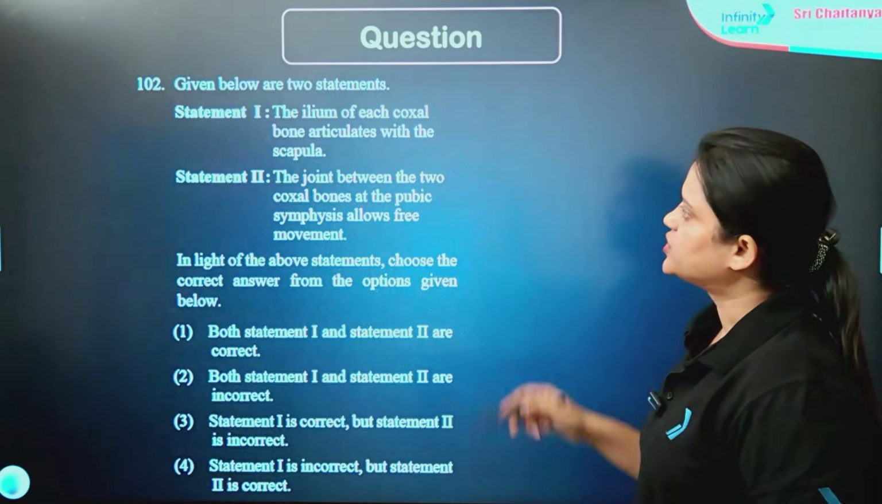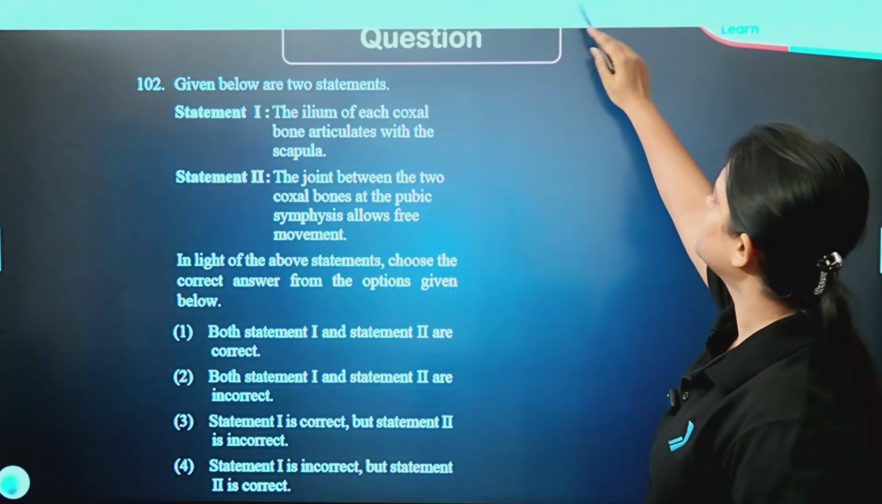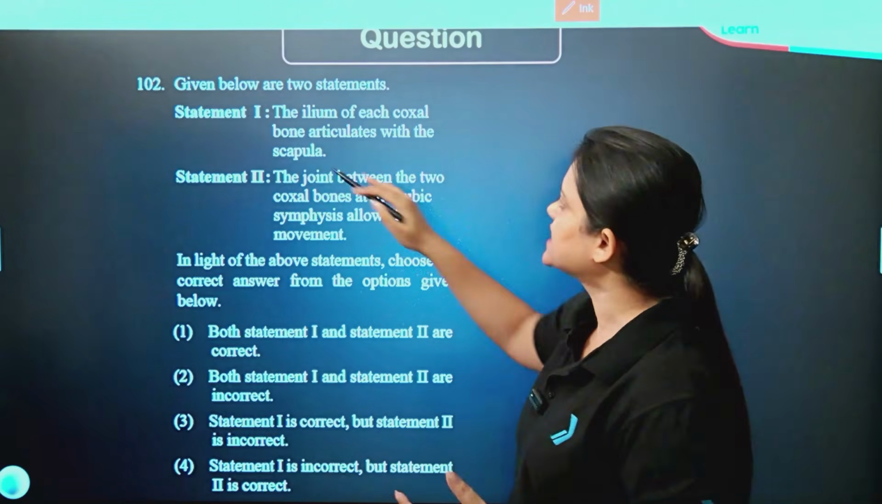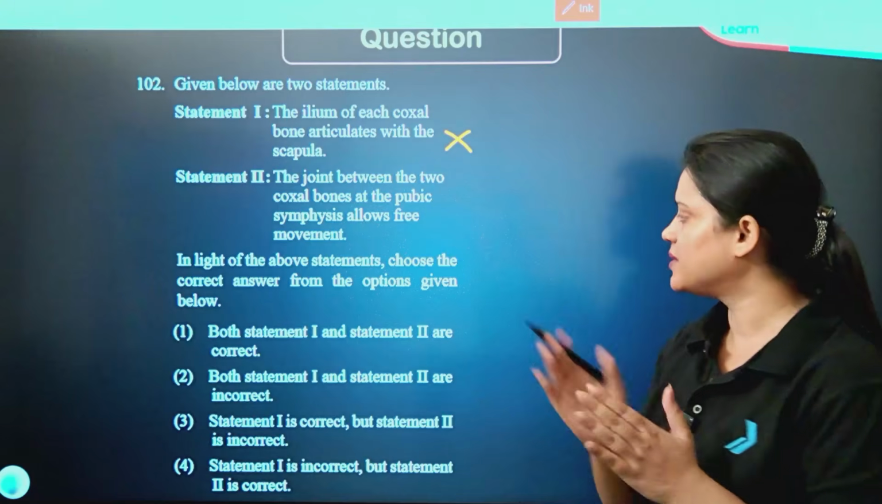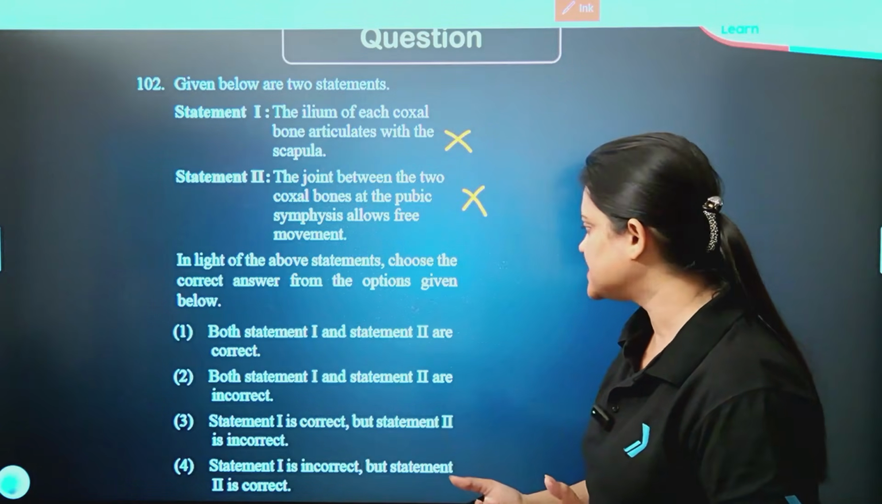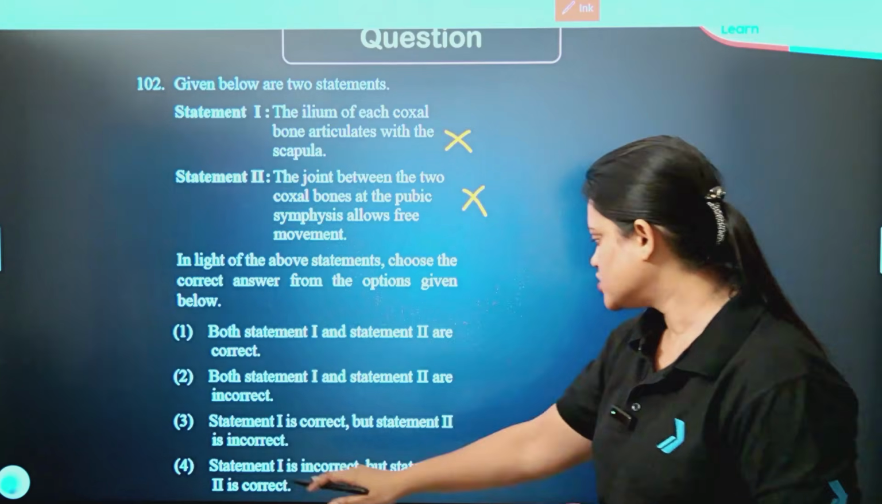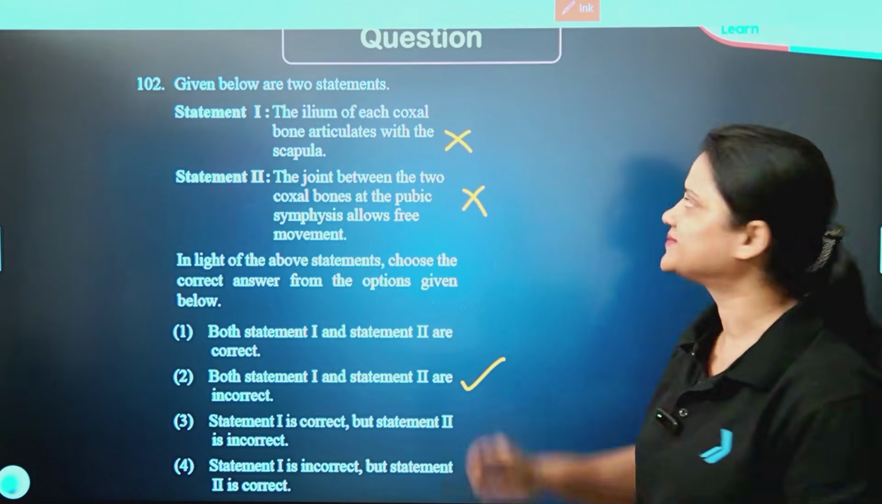Coming to the next question, we have statement 1 and statement 2. The ilium of each coxal bone articulates with the scapula. So that is wrong. The joint between the two coxal bones at the pubic symphysis allows free movement, not at all. So both the statements are incorrect here, right? That means the correct answer here should be 2.